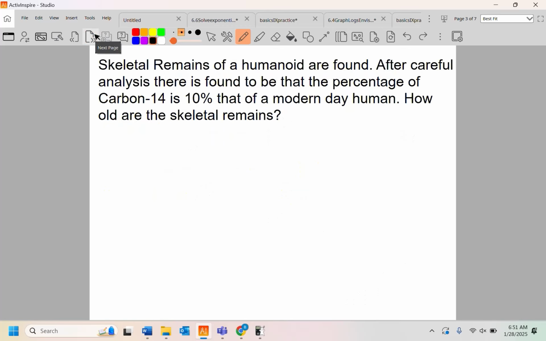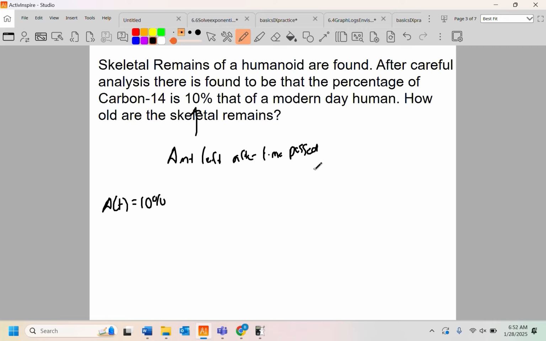All right, so skeletal remains of a humanoid are found. After careful analysis, the percentage of carbon-14 is found to be 10% that of a modern-day human. How old are the skeletal remains? So this is literally the amount left after time passed. So A(t) is 10%. All right, we'll just leave it as a percentage. It's not a big deal.